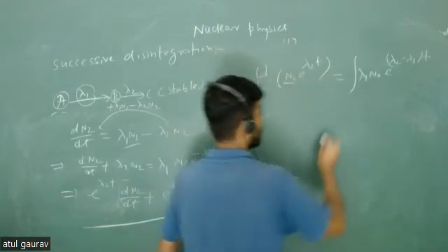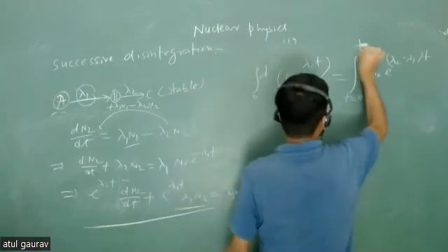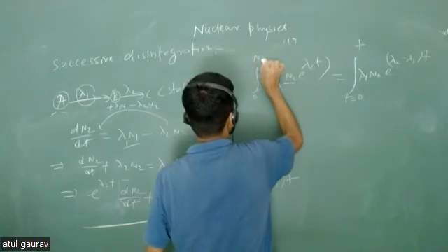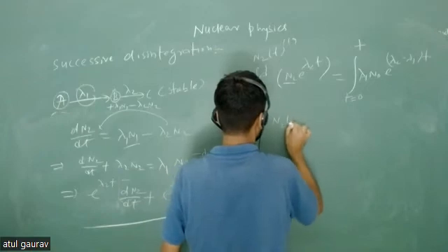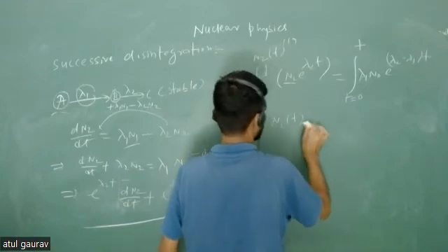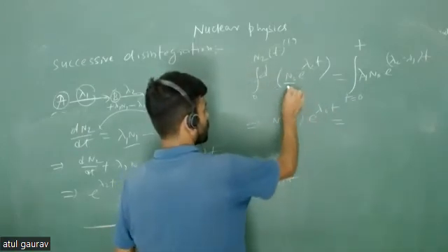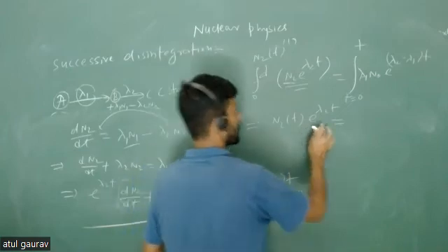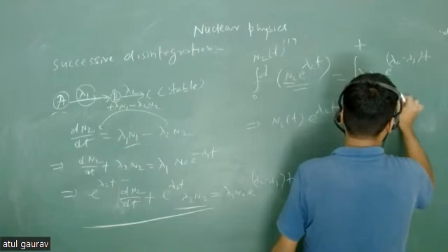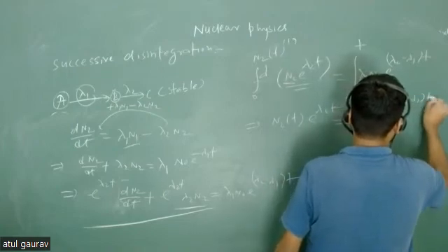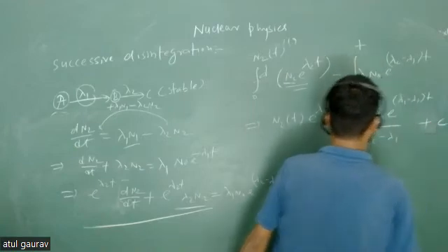At time t equals 0, that number was 0. At time t, that number is n2 of t. So what will be n2 t? The integration gives n2 exponential lambda 2 t, and the right side is lambda 1 n0 exponential lambda 2 minus lambda 1 t divided by lambda 2 minus lambda 1, plus some constant.